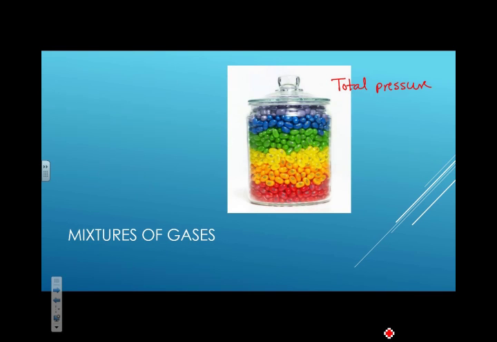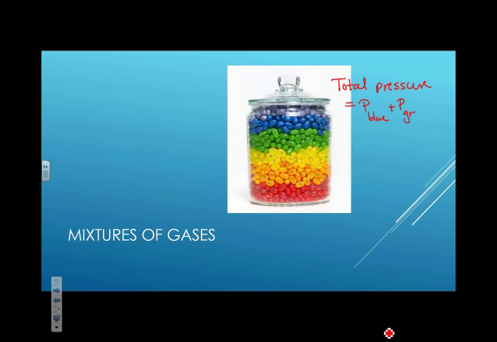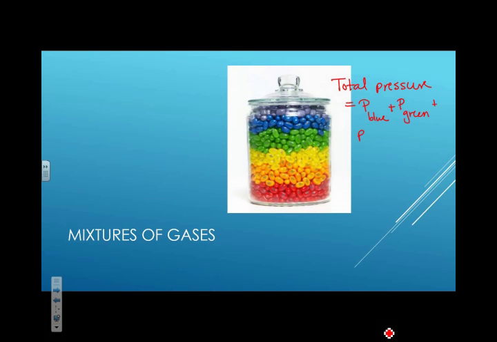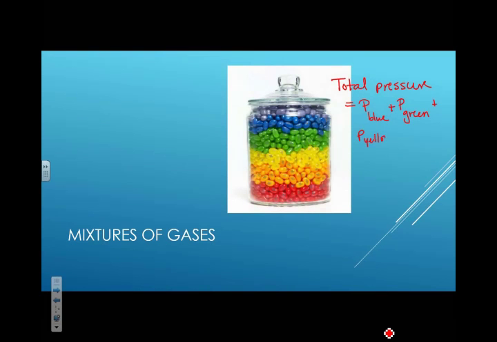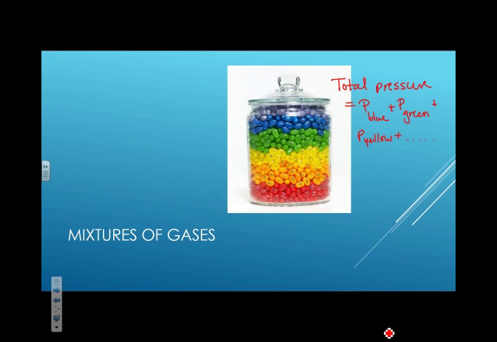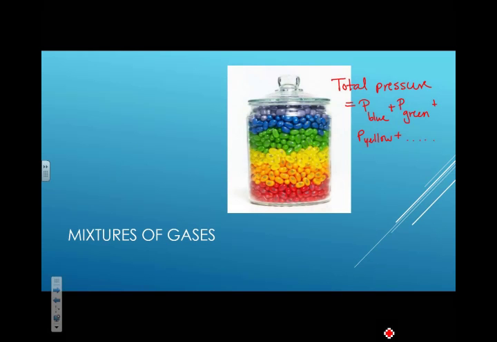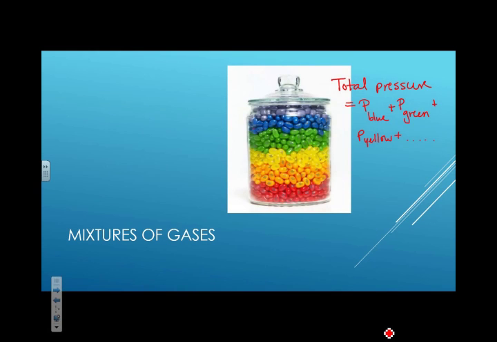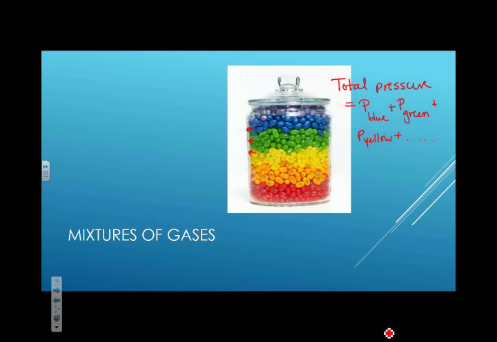Well, those jelly beans aren't all the same color. So our total pressure here would come from the pressure from the blue jelly beans, plus the pressure from the green jelly beans, plus the pressure from the yellow jelly beans, plus red, orange, and so on and so forth. Because each of those jelly beans is colliding with the sides of the container. So all of the pressure is coming from each of those individual colors.